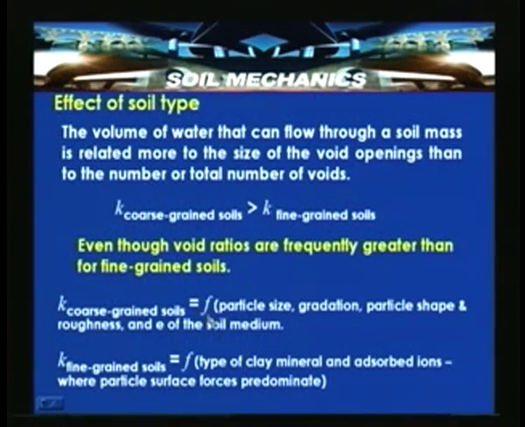The reason is that we have seen that as the void ratio increases the permeability value increases, but it will not happen like this for coarse grained soils and fine grained soils. That means there are additional factors influencing this behavior. So, K of the coarse grained soils is a function of particle size, gradation, particle shape, roughness and void ratio of the soil medium. K of the fine grained soils is a function of the type of the clay mineral and adsorbed ions surrounding the clay particles, where the particle forces dominate this arrangement.